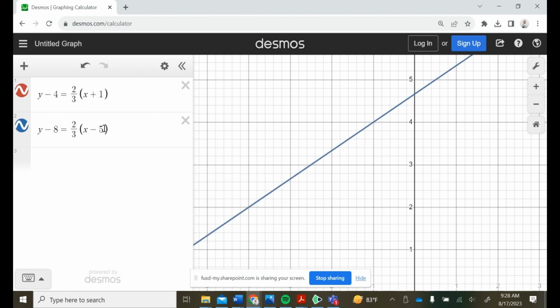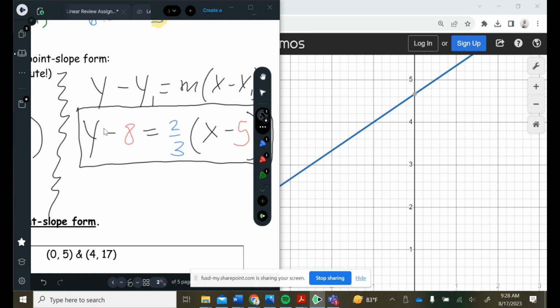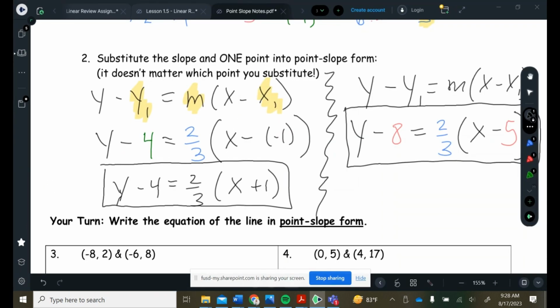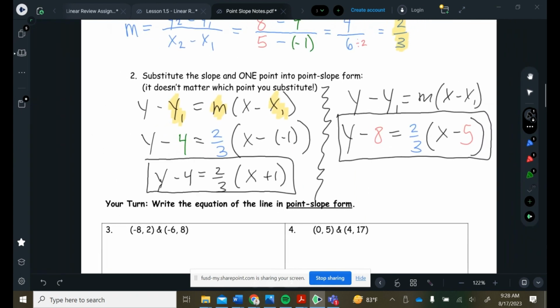If I change one of these numbers, like let me change the 5 to a 4, now you can see they're not the same line. The blue line and the red line are different. But if I go back to this, look at that. We just have one line. It's an identical line. Both of those equations give us the same line. So that's why it says over here in the notes, it doesn't matter which point you use. Okay, this piece right here. As long as you use the slope and one of the points, you're going to get an equation that is correct.